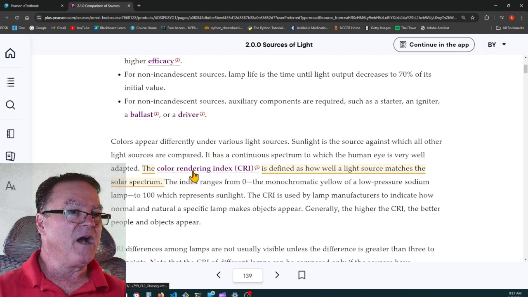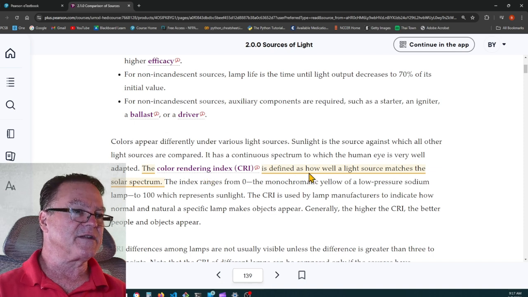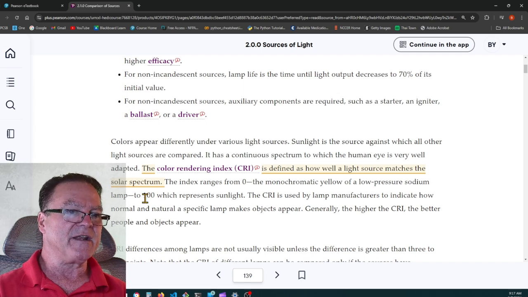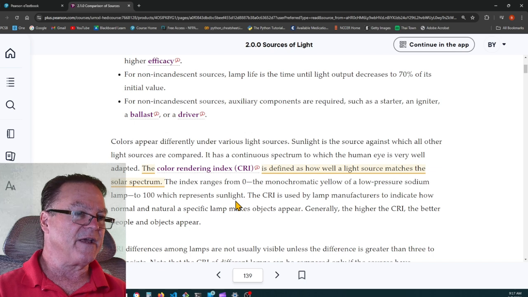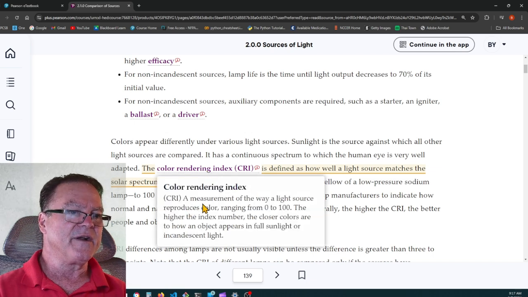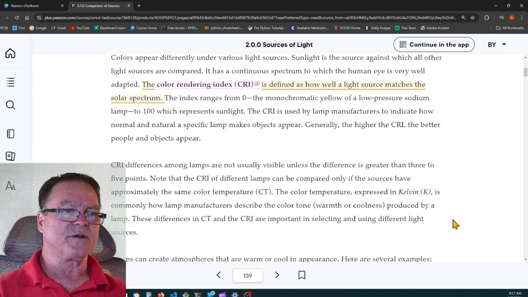The coloring, this is a highlight: the color rendering index is defined as how well a light source matches the solar spectrum. So sunshine is about 100 on the color rendering index. Something that's 95 to 100 is said to be very close to daylight. Color rendering index is a measurement of the way a light source reproduces color, ranging from 0 to 100. The higher the index number, the closer the colors are to how the object appears in full sunlight or incandescent light. So doctors' offices want something that's 95 or better on the color rendering index.